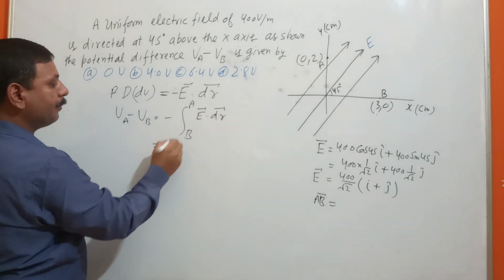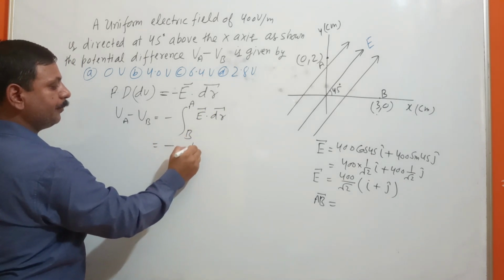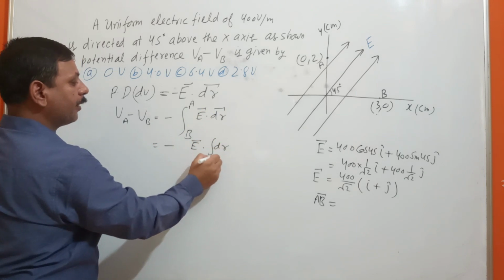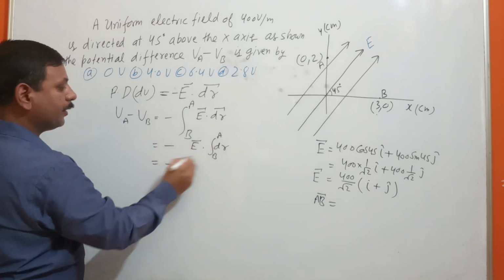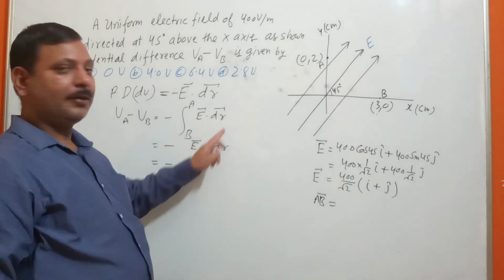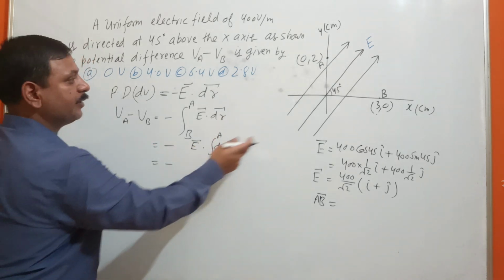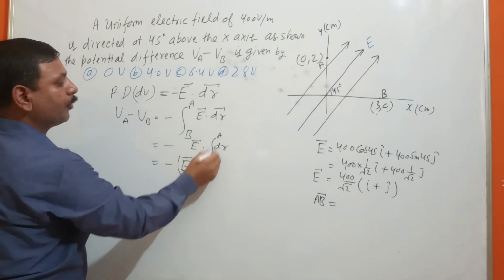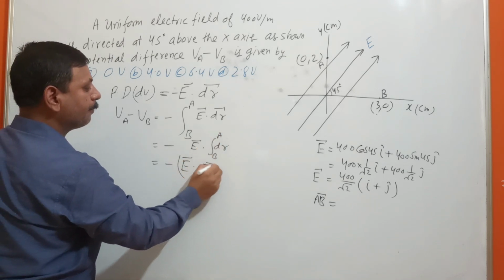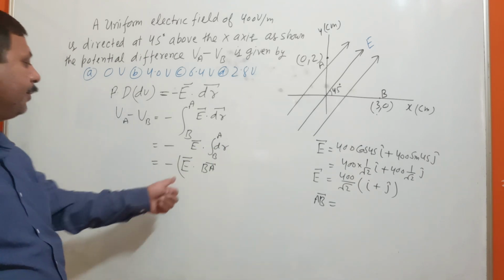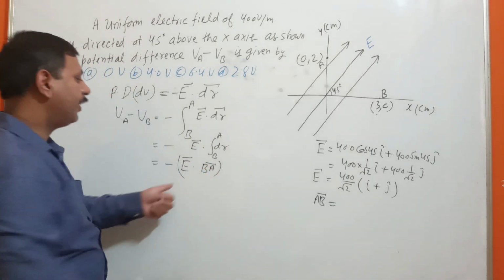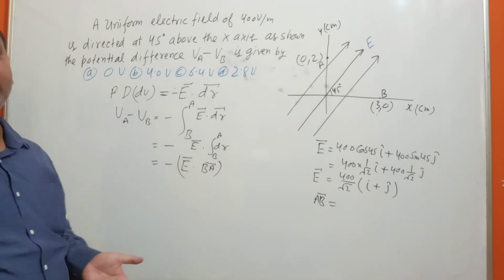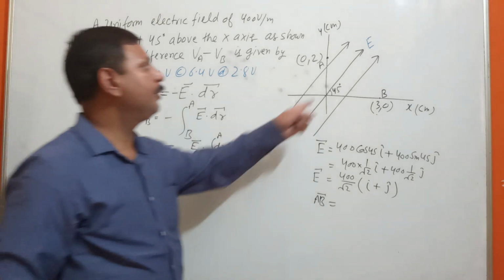Or you can say minus E dot the integration of dr from B to A. What will it be from B to A? We need the vector from B towards A, so that will be E dot, what is it equal to? The vector BA. So see here, what will be the vector BA and E? If you put E and BA here, you can find VA minus VB. What will be the vector E?